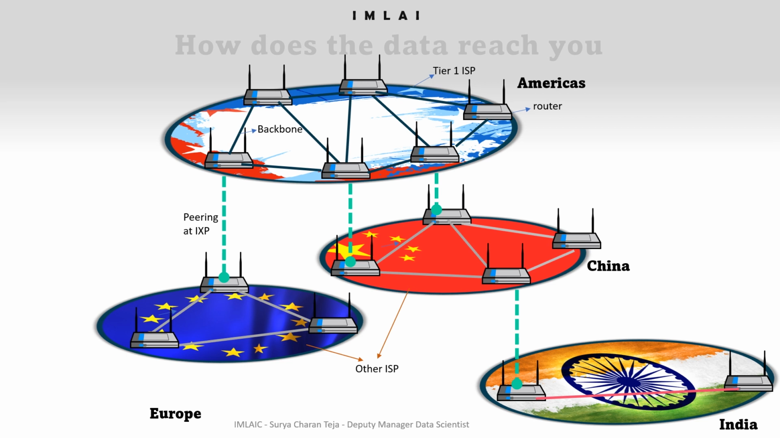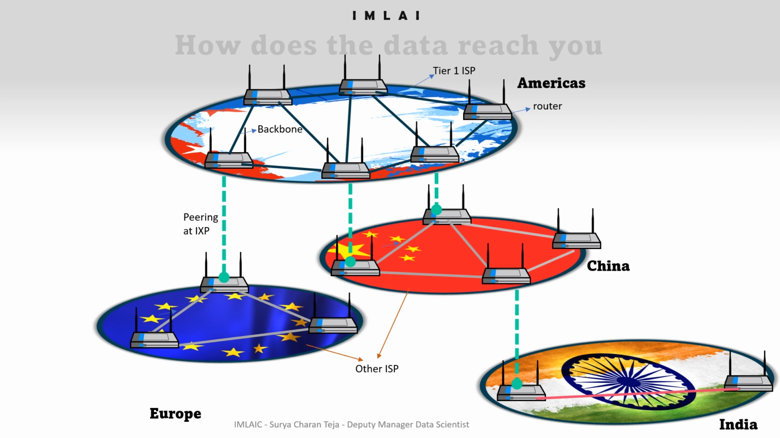So ISPs connect their networks to exchange traffic at IXPs. These are called internet exchange points. The connected ISPs are said to peer with each other. So the big picture that is shown in the slide, let us examine this figure.